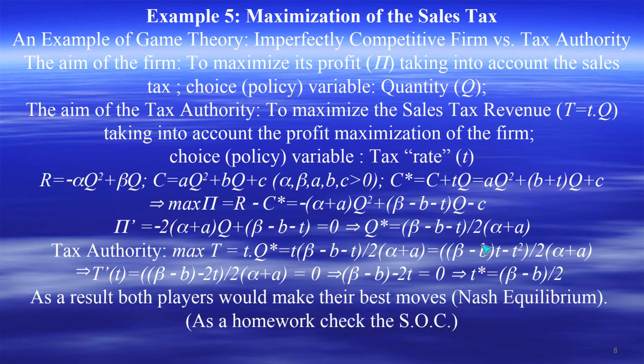And as homework, check the second order condition. See whether these quantities are really the maximum profit and maximum tax revenue. But this is very easy. You take the second derivative of each function, each profit and tax function, and see that they are negative. It's a very easy thing.